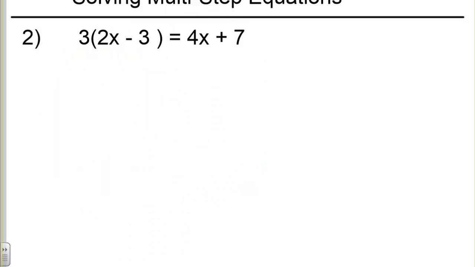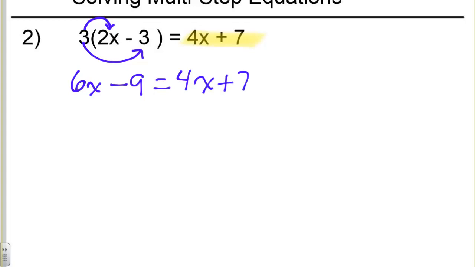Example number 2, step 1, remember, is to simplify both sides. Well, on the right-hand side, there's nothing I can simplify there. However, on the left-hand side, I have a 3 on the outside, which means I can distribute the 3 to this number, and I can distribute to this number. Okay, so I'm going to distribute to the first one. 3 times 2x is going to give us 6x, and then 3 times the negative 3 is going to give us a negative 9. So now I have eliminated parentheses.